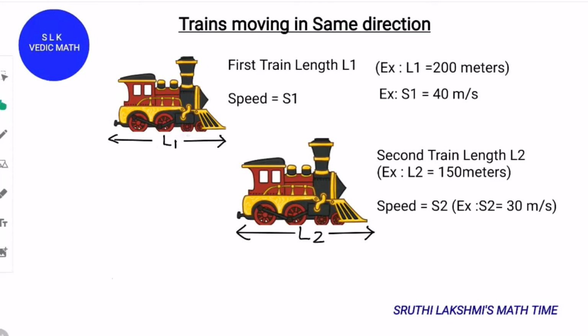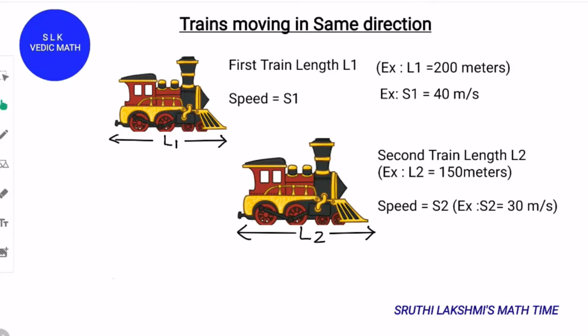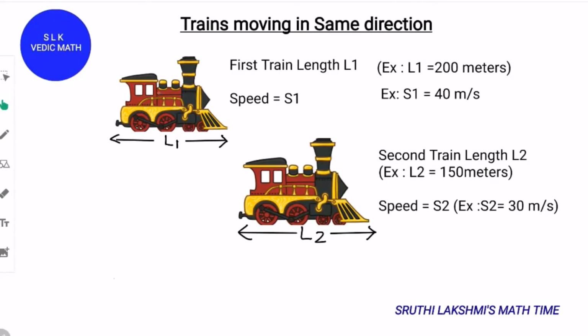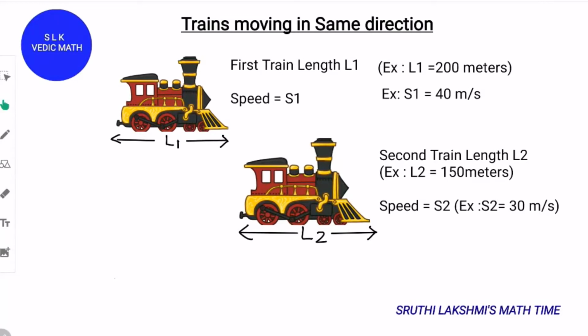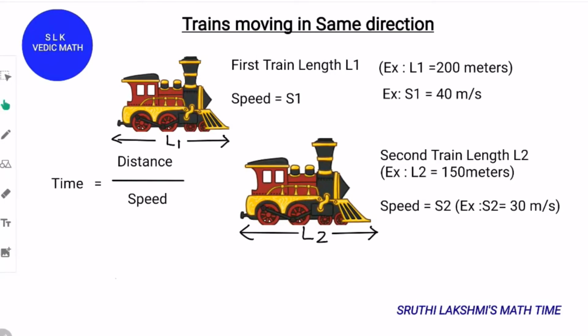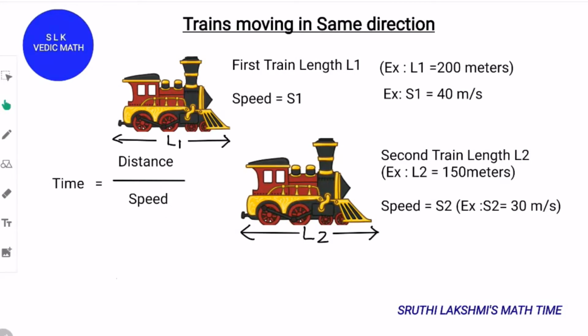The first train's length is considered as L1 and the second train's length is considered as L2. And the first train's speed is considered as S1 and the second train's speed is considered as S2. And time is relative distance divided by relative speed.